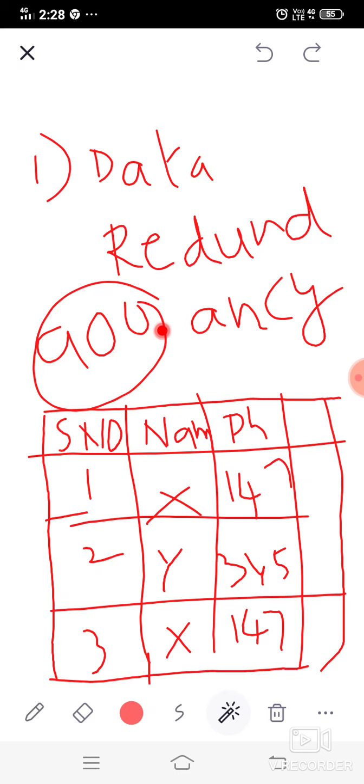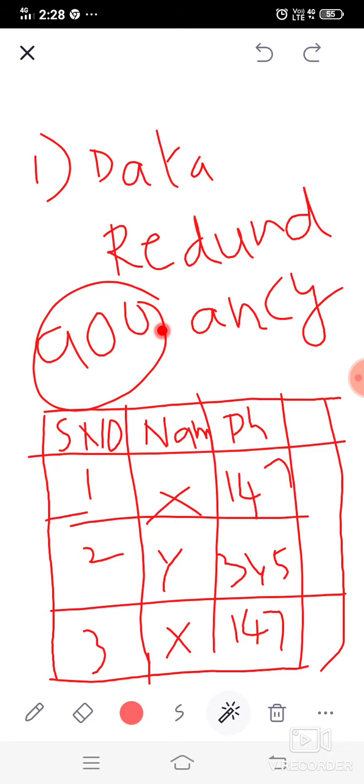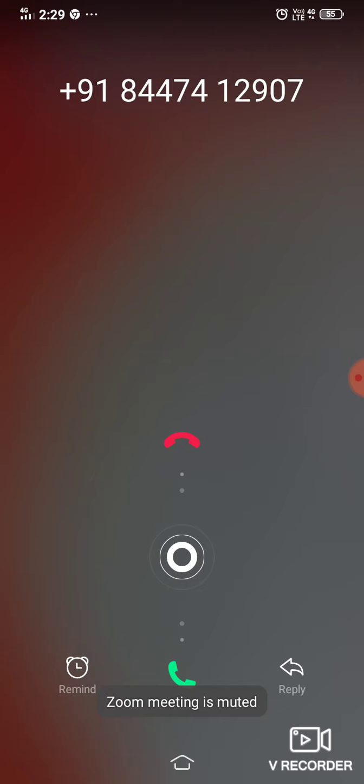Because of this redundancy, that is the repetition of the data, there is so much confusion in the data. So this confusion needs to be removed. That's why we want to reduce the data redundancy here. What do we have to do?